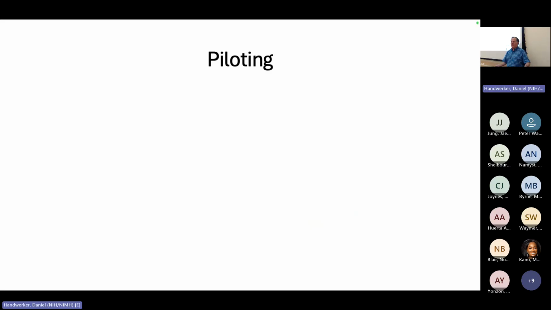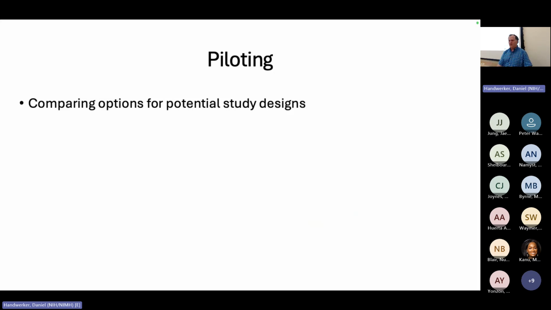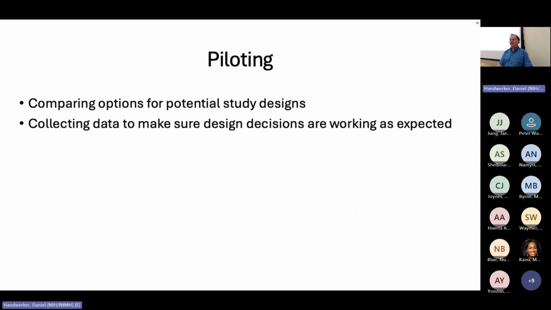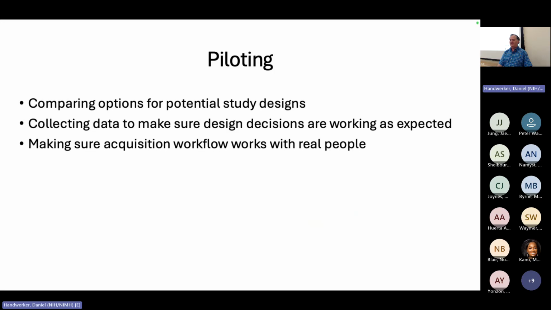If you remember from the beginning, I was going through different phases of the study. First was design, then piloting. So you have your questions, you know what you want to do. Piloting is where you start collecting data and try to figure out: is my assumption of what I need to collect actually right? Or I have several options to reach my goals, which one is best? So it is comparing the options for potential study size, and making sure your decisions work as expected. Make sure the acquisition workflow works with real people.